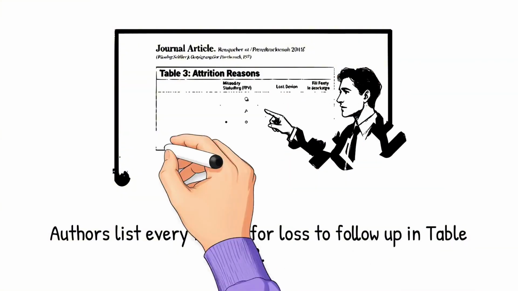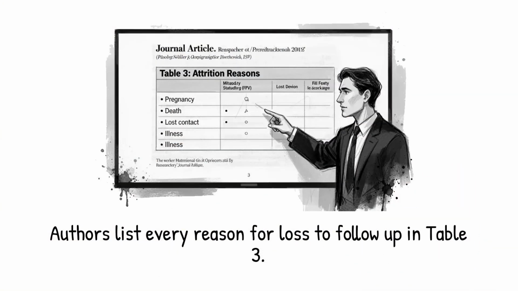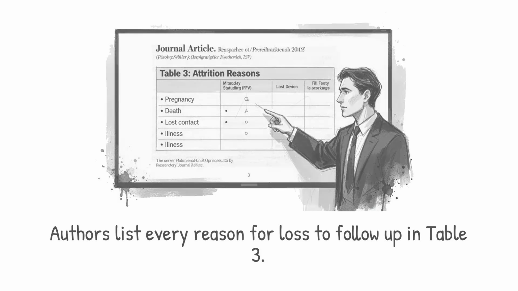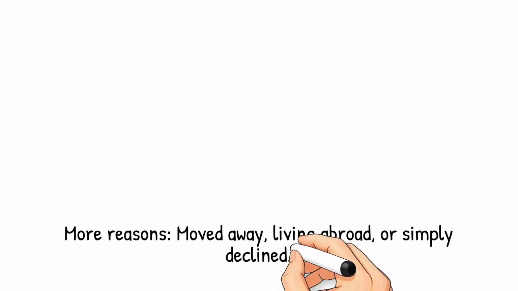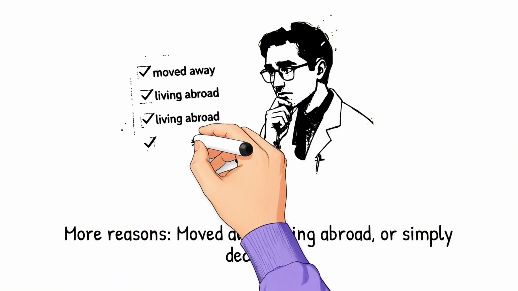1 patient was pregnant. 6 had passed away during the 10-year period. 6 could no longer be located. 9 could not attend due to severe illness, including dementia. 16 had moved away or were living abroad. 17 simply declined. This is exactly the kind of transparency you should be looking for.